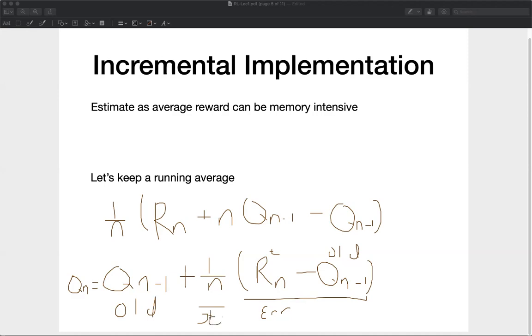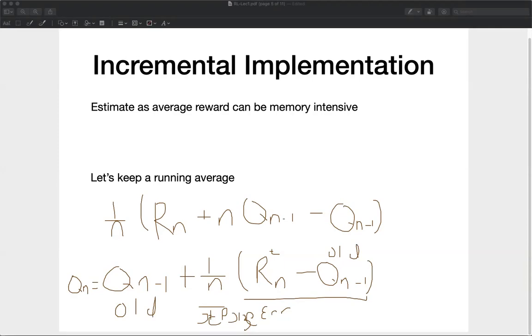Step size. Forgive me, this is terrible penmanship with this thing. That's supposed to say step size. So this idea that your new estimate is going to be your old estimate plus some error times some step size is going to be the third fundamental block that we're going to be using throughout reinforcement learning.